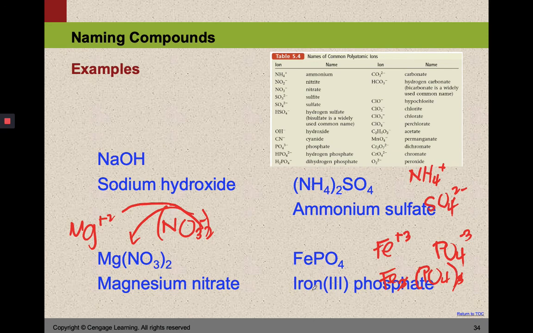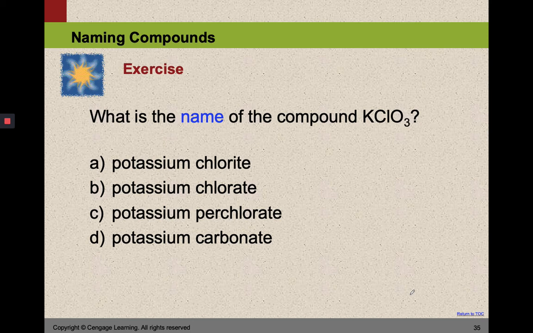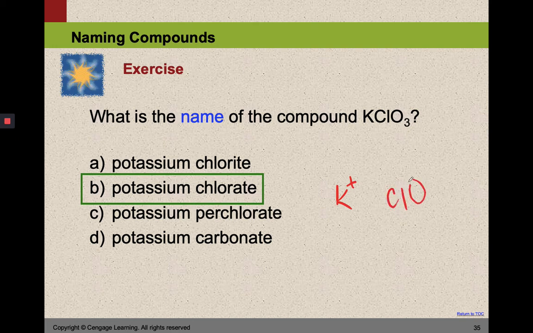Iron 3 phosphate. Since this is iron 3, the component cation is iron 3 plus, and you have the phosphate ion. Okay, so maybe you can pause this. What is the name of the compound? KClO3. That is potassium chlorate. It came from the K plus, which is potassium, and the ClO3 minus. So that's potassium chlorate.